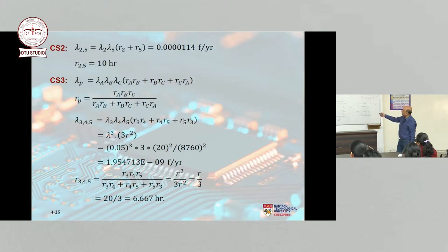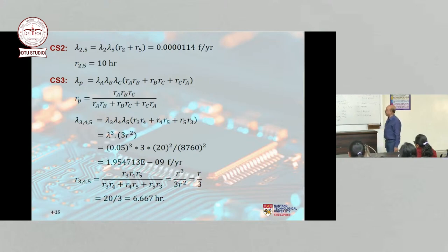And then the third order cut set, you have to use the equations for the third order, 3 components in parallel, which we derived just now. Yeah, so lambda is lambda 1, lambda 2, lambda 3 times R1, R2 plus R2, R3 plus R3, R1. Yeah, and Rp is given by this equation. So you can just substitute. Notice again, you divide by 8760 square here, because this is R square. And R is in hours per failure. Okay, so that's the most important thing.